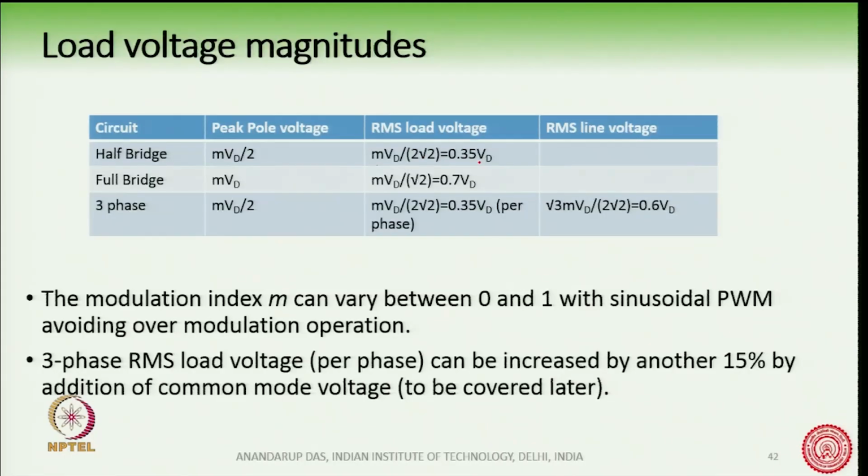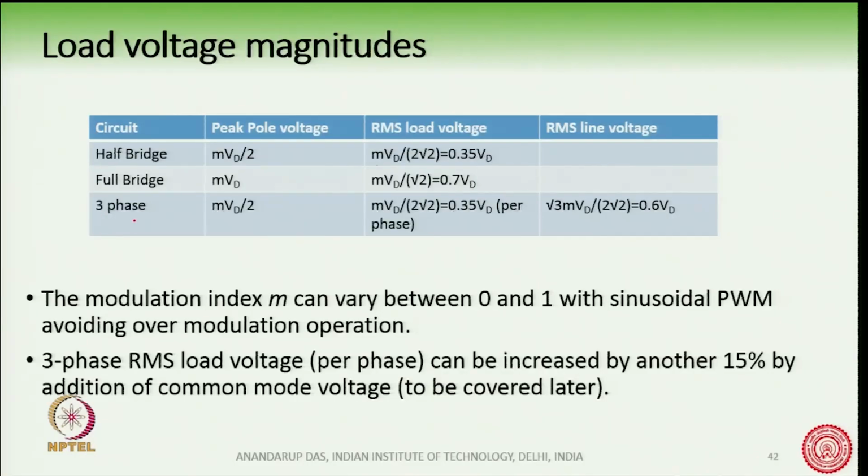In case of a full bridge, we can get double the voltage of what we can get from the half bridge. So, from a full bridge we get m Vd, that is the peak pole voltage possible, and the RMS load voltage is m Vd divided by root 2, and that is 0.7 Vd. That much AC voltage we can get from the full bridge.